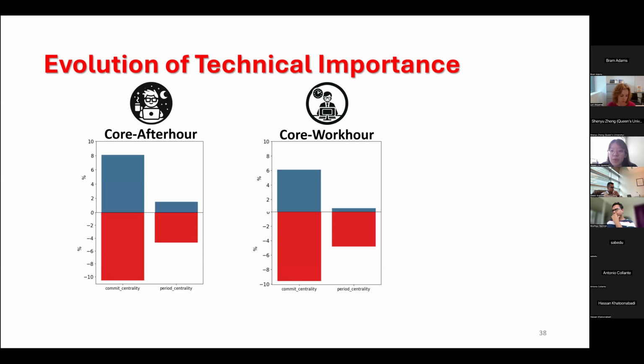So lastly, we explore the evolution of contributors' commit importance and period importance for each profile. And again, we find that only a small portion of long-term contributors, roughly 10% of the population, show significant trends in their commit importance, and roughly 5% show significant trends in their period importance, and the rest remain unchanged, or they do not show significant change.